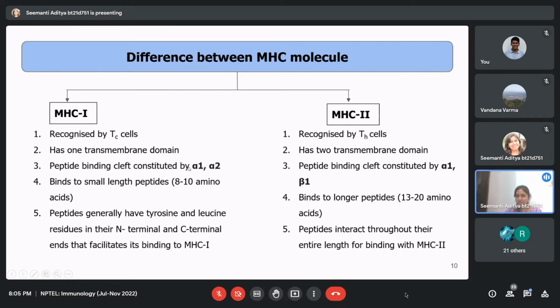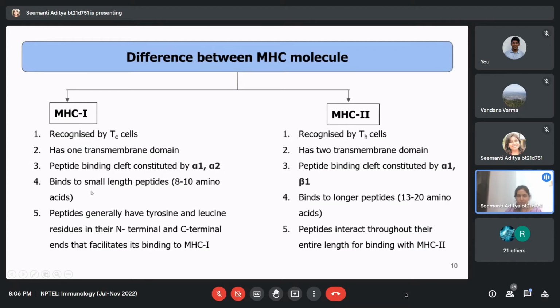Also, the structures were discussed in the lecture, where we have the peptide binding cleft. We say peptide binding cleft and not antigen binding cleft because MHC will bind only to a peptide and not to a whole antigen. Once the antigen is broken down into small pieces, one of the pieces, a peptide, is going to bind to the cleft. MHC again has alpha chain, beta chain, etc. In MHC1, the peptide binding cleft is made up of alpha 1 and alpha 2 chains, whereas in MHC2 it is constituted by alpha 1 and beta 1. So different kinds of chains.